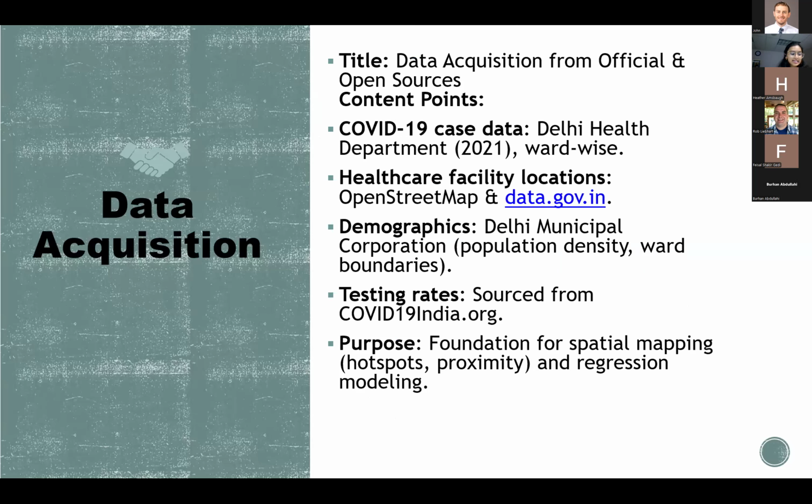COVID-19 case data was collected from the Delhi Health Department, ward-wise, for 2020 to 2021. Testing data was collected from the COVID-19 India organization, healthcare facility locations from OpenStreetMap, and demographic data from the Delhi Municipal Corporation. Together, these datasets form the foundation for both mapping and statistical modeling.